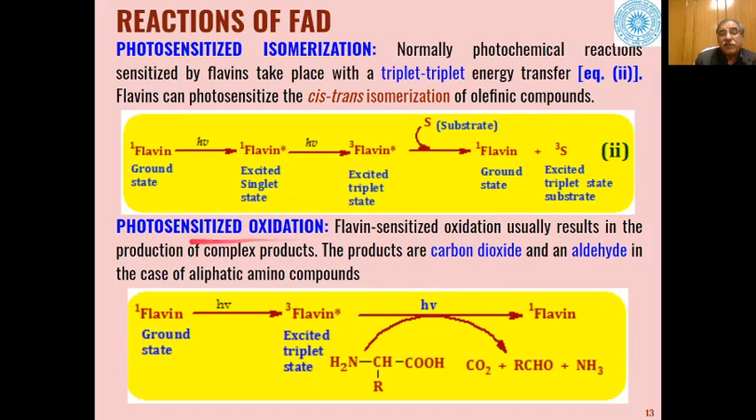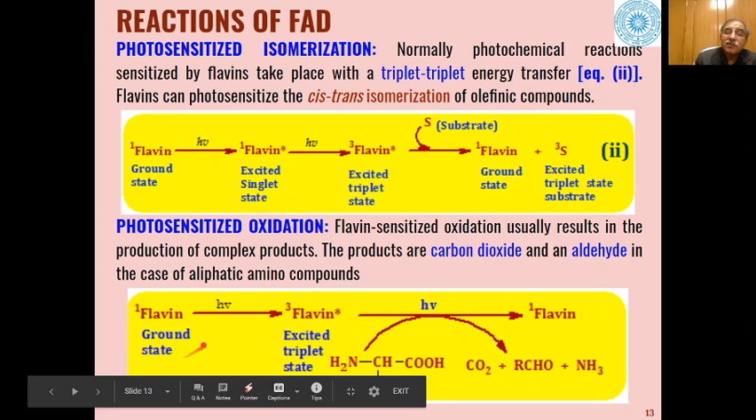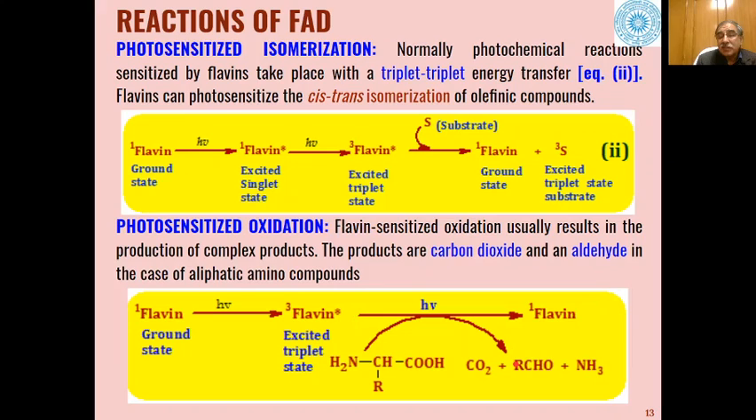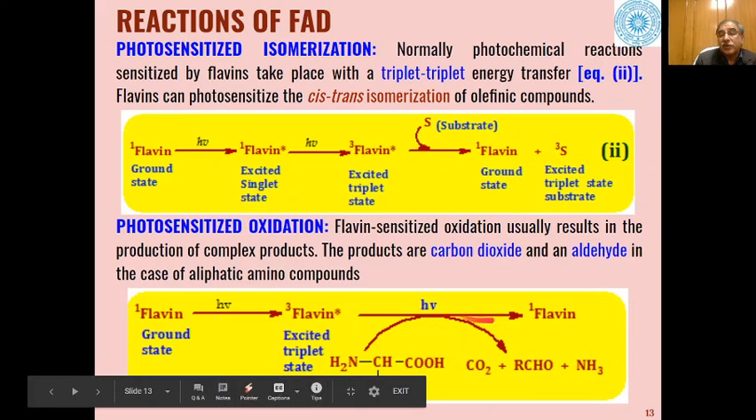Then similarly, the flavins, they can undergo photosensitized oxidation. Again, flavins in the ground state, they are excited to their triplet states through UV light, and then when substrate is reacted with these excited triplet state flavins, they come back to their ground state, whereas substrates, they are converted into products. So for example, in this alpha amino acids, they are oxidized to carbon dioxide and aldehydes and ammonia as the product when flavins, they are reacted with UV light.